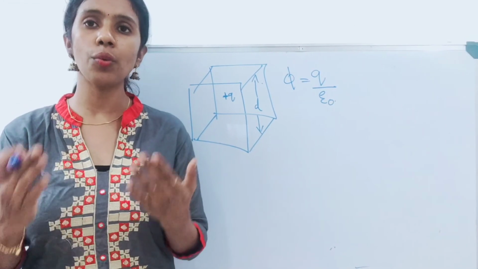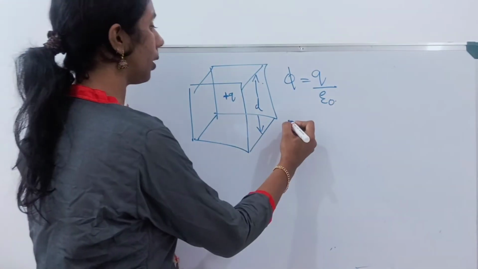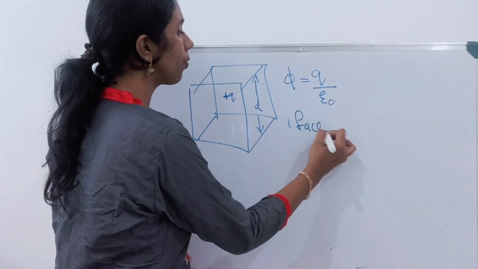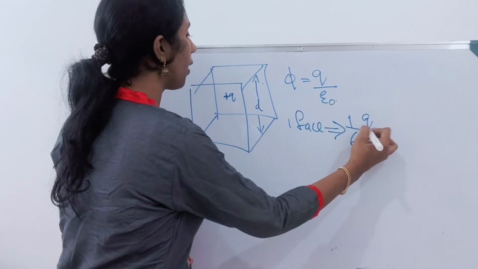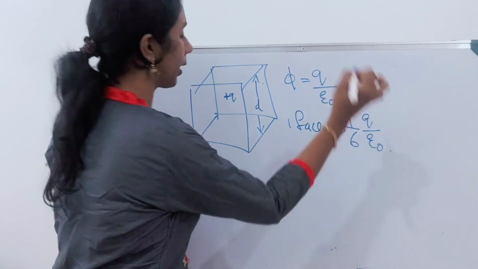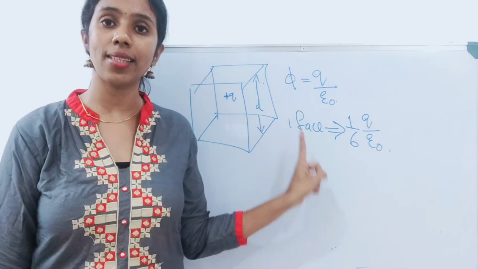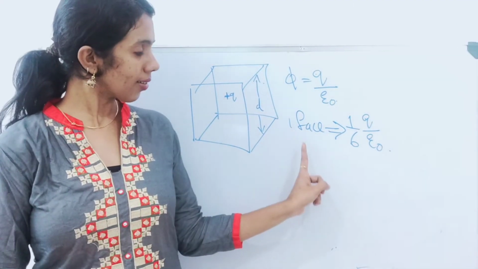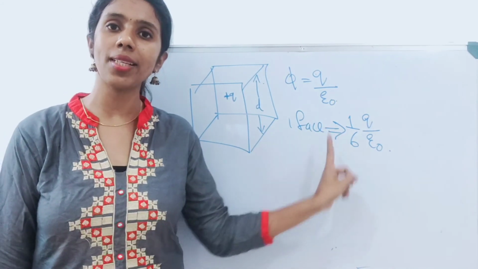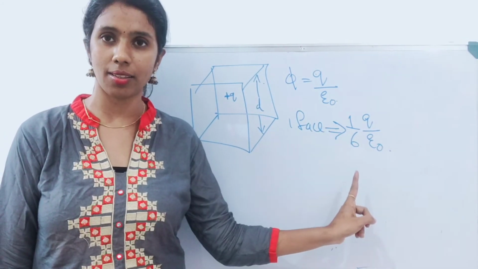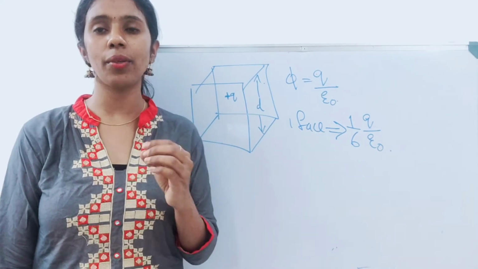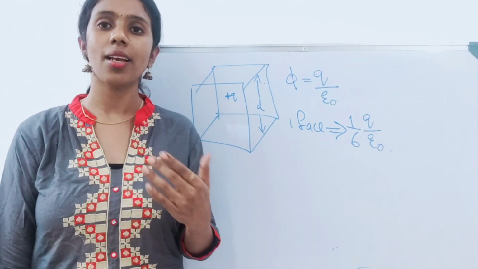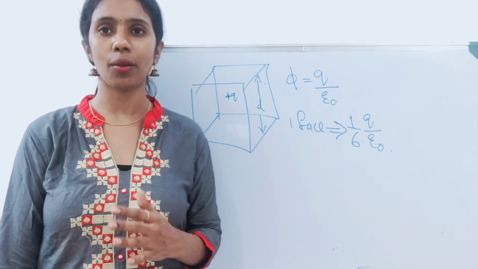So the flux through one face will be equal to 1/6 of the flux passing through the cube, because the cube has 6 faces. So flux through one face will be equal to 1/6 of Q divided by epsilon 0, which is the flux through the square. So this is how you will find the flux passing through the square, which is given in the question.